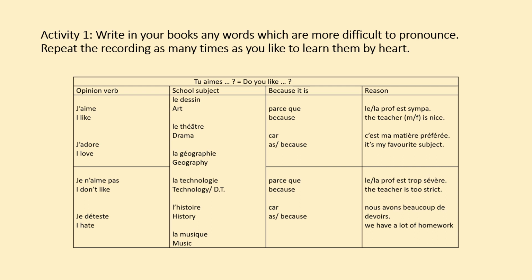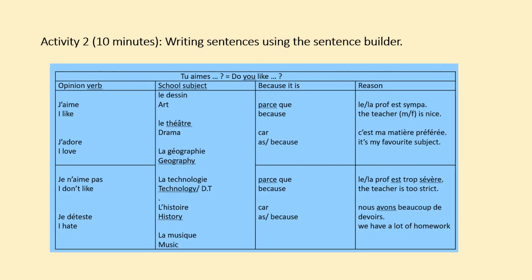Okay, so I want you to pause and write down any of those words you find difficult to remember how to say. And I want you to repeat the recording as many times as you need to learn them by heart. So just rewind and repeat as often as you need to until you can say them all properly. Excellent. Pause now and then press play to continue.